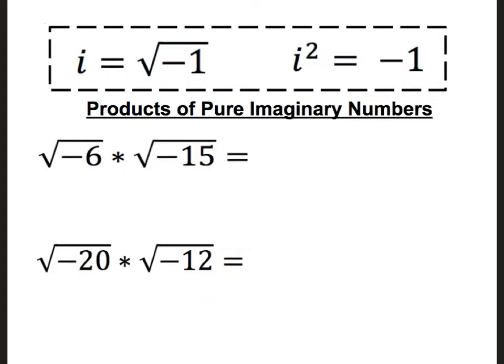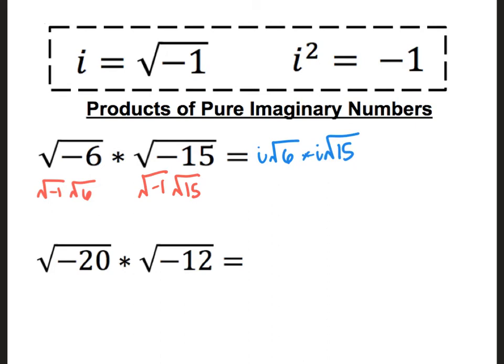All right, we're looking at the products of pure imaginary numbers. We have the square root of negative 6 times the square root of negative 15. The first thing I'm going to do is notice that if you have a negative 1 underneath your square root, that's the same as i. So basically this one is the square root of negative 1 times the square root of 6, and the second one is the square root of negative 1 times the square root of 15. That means I can take an i out of both of them. So I really have i times the square root of 6 times i times the square root of 15.